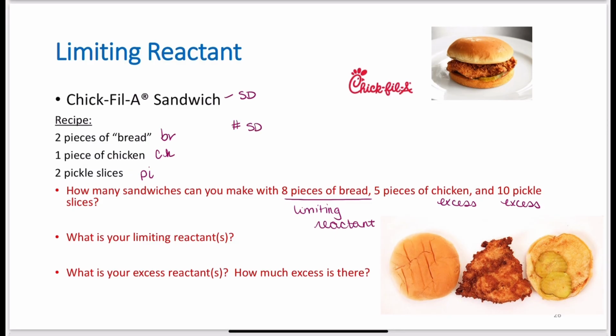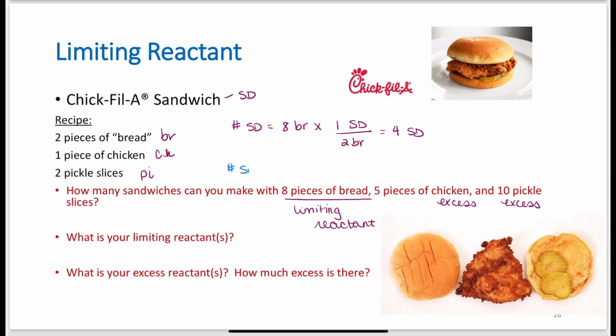Number of sandwiches I can make with my bread. I have 8 pieces of bread. Every one sandwich requires 2 pieces of bread. Therefore, I can make 4 sandwiches.